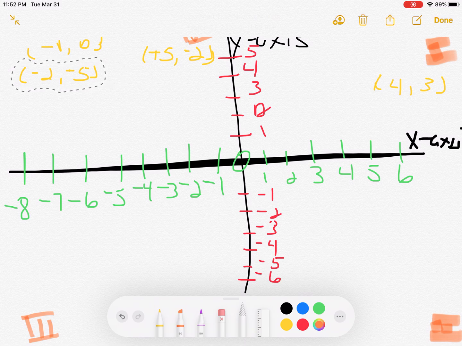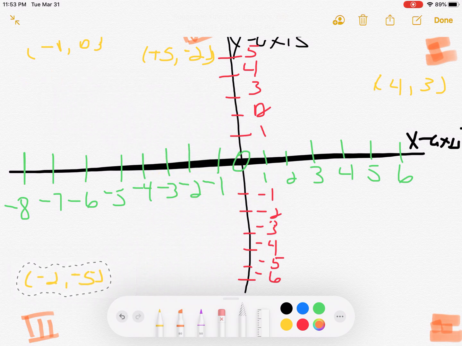Here we have negative x, negative y. Which quadrant would that belong to? I hope you said here. Very good. Because we have negative x numbers, negative y numbers.